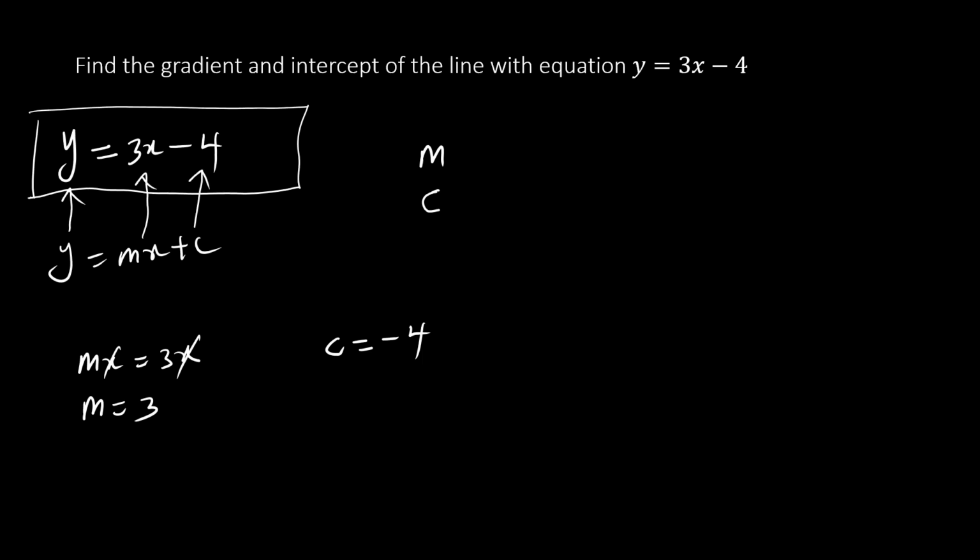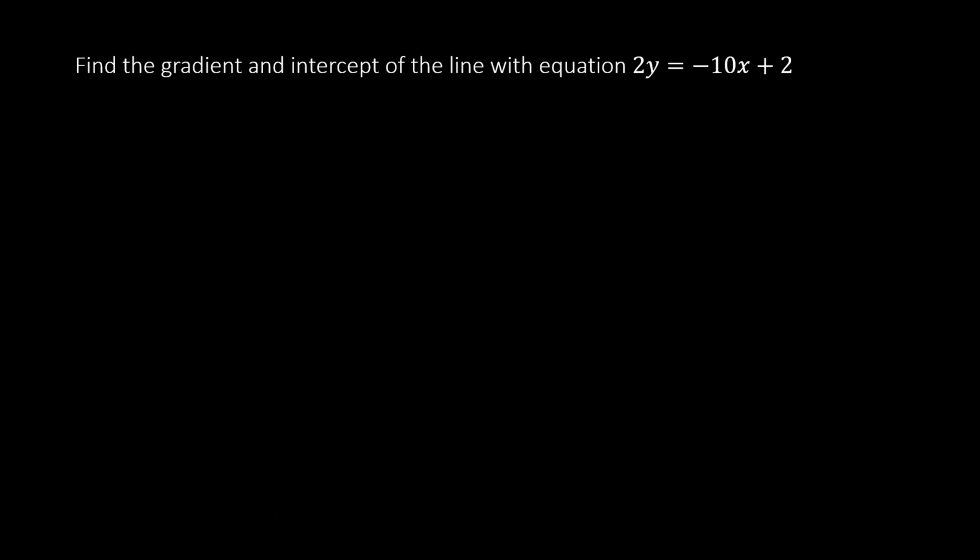So this relates to this, this to this, and this to this. Now we can write out the gradient and intercept. So we have the gradient equal to 3 and the intercept which equals negative 4. Similarly, this particular equation, which represents a straight line, has a slope 3 and intercept negative 4 on the y-axis.